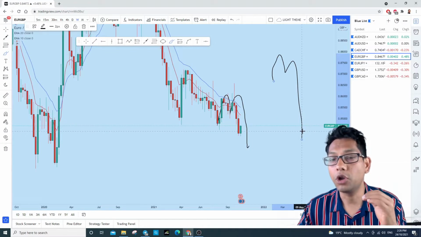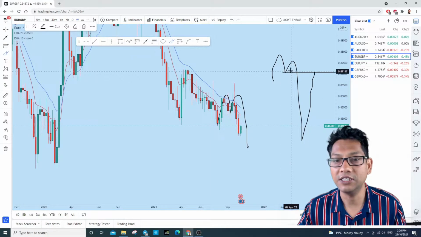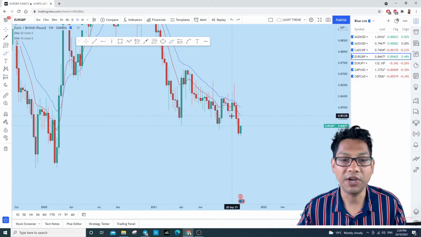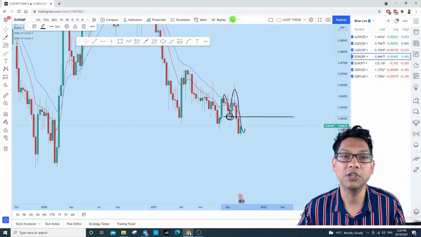When you see a double top like this, in most cases we can see the price go up, test this previous support as a resistance, and then drop. So we might see this kind of pattern here. That means because this is a double top and this doji is the neckline of this double top.